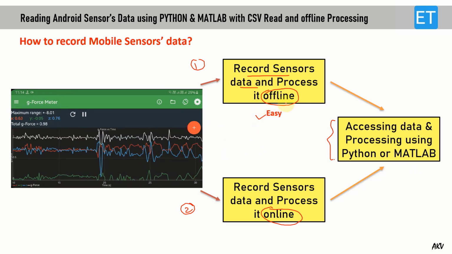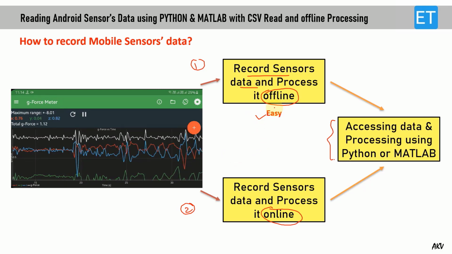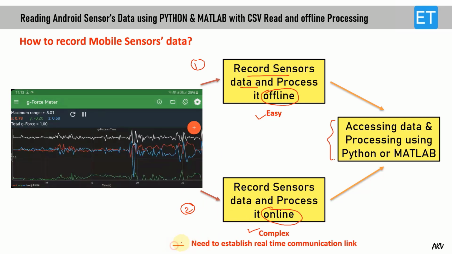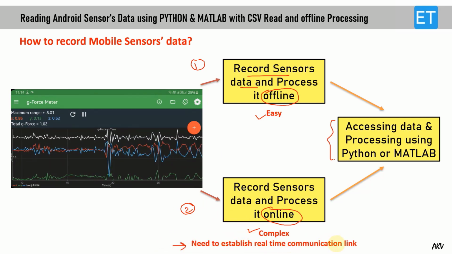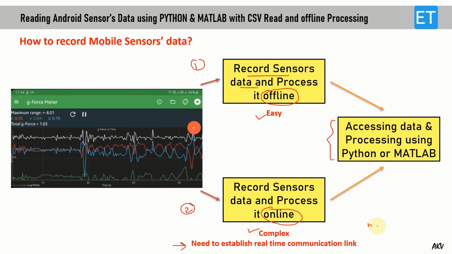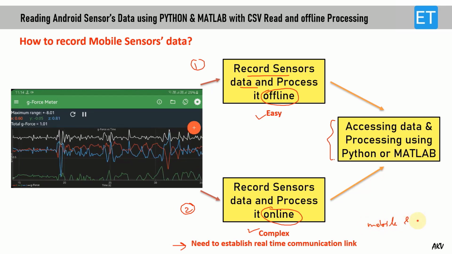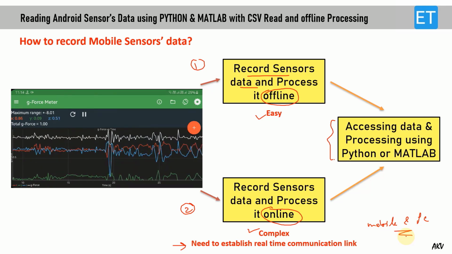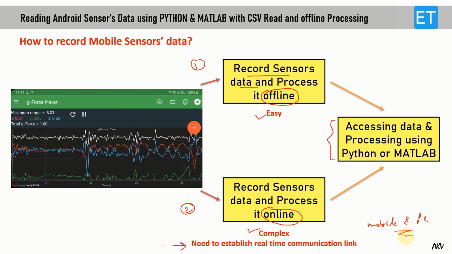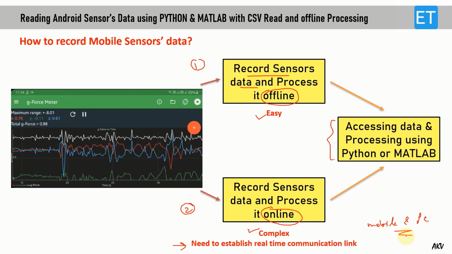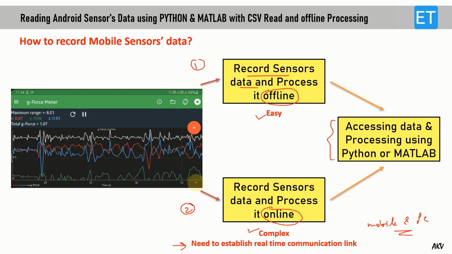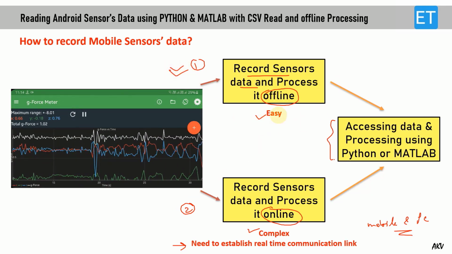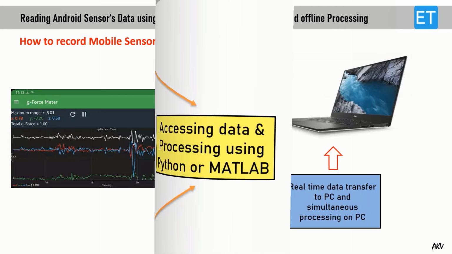So method one, the offline method, is easy to implement, and the online one is complex to implement because we need to establish a real-time communication link between our mobile phone and PC. So we can transfer the data to the PC in real time, and at the same time process it. So it is a little bit complex, and in this video I'm going to explain only the first part.